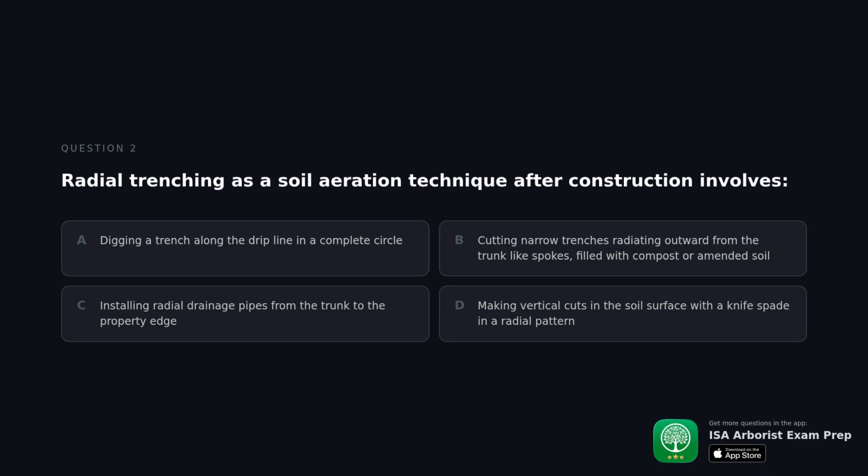Radial trenching as a soil aeration technique after construction involves: A. Digging a trench along the drip line in a complete circle. B. Cutting narrow trenches radiating outward from the trunk like spokes, filled with compost or amended soil. C. Installing radial drainage pipes from the trunk to the property edge. D. Making vertical cuts in the soil surface with a knife spade in a radial pattern.